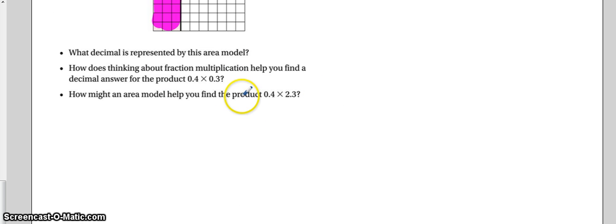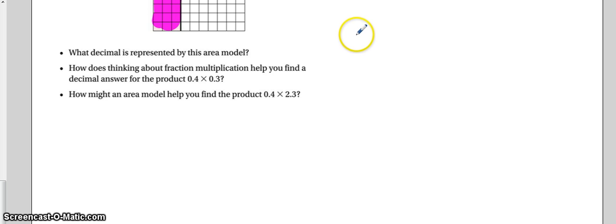So now we're going to take a look at this question right here. How might an area model help you find the product of 4/10 times 2 and 3/10? What we're really going to do here is look at turning this problem into just a fraction multiplication. We're not really going to worry about an area model because we're not going to spend a lot of time drawing pictures. If drawing the area model helps you, that's fine. But what we're really worried about is just the nuts and bolts of the math.